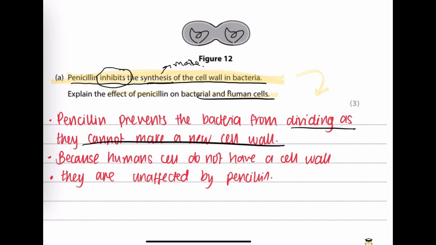However, as we know, every single type of human cell does not have a cell wall. So no cell in the human has a cell wall. So this means we're just unaffected by penicillin, since the only thing it does is inhibit the cell wall, meaning that our cells can continue dividing as normal.